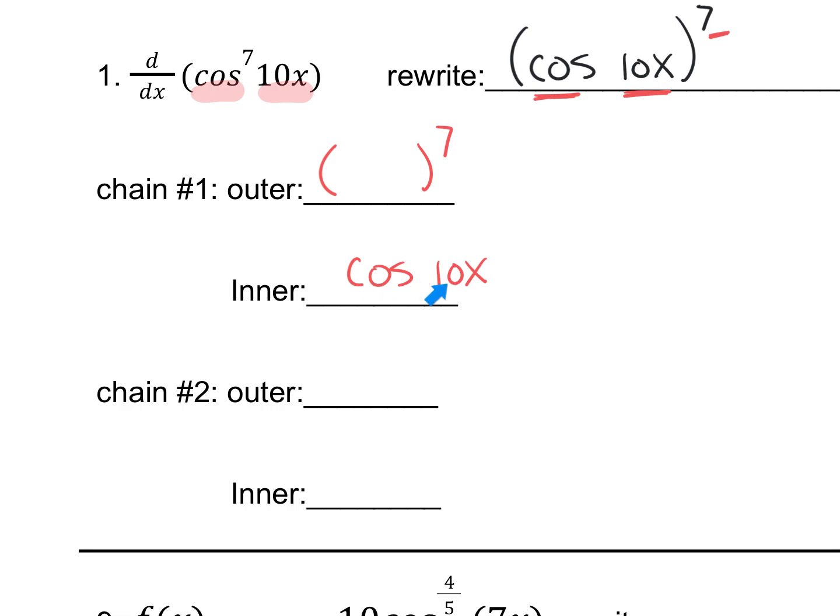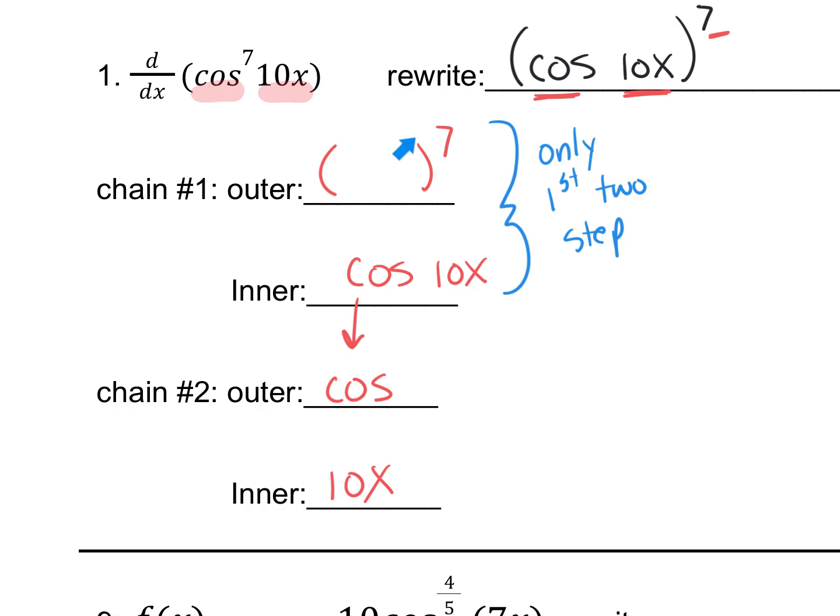So here, the outer function is cosine. So our second function, our second chain, the outer function is cosine, and the inner function is 10x. This is no longer a composite function. That's one single function. All right, when we do the chain rule and there's more than one chain, on the first chain, you only do the first 2 steps of the chain rule.